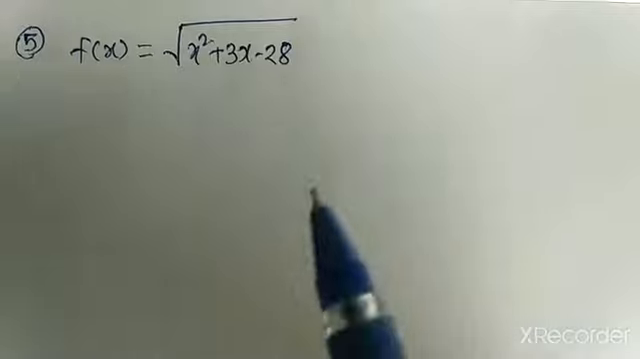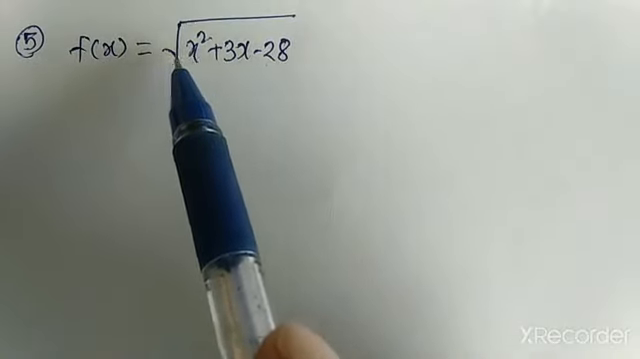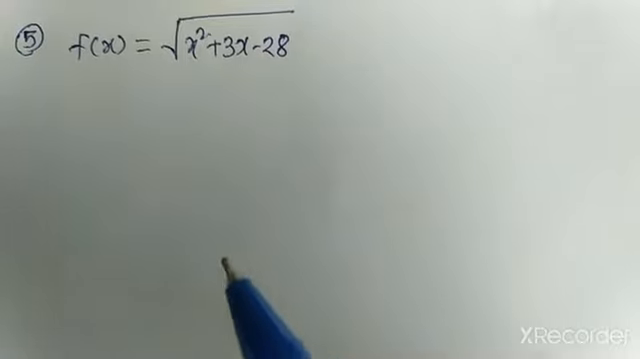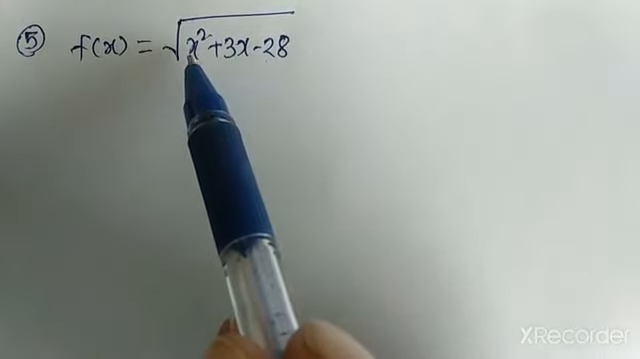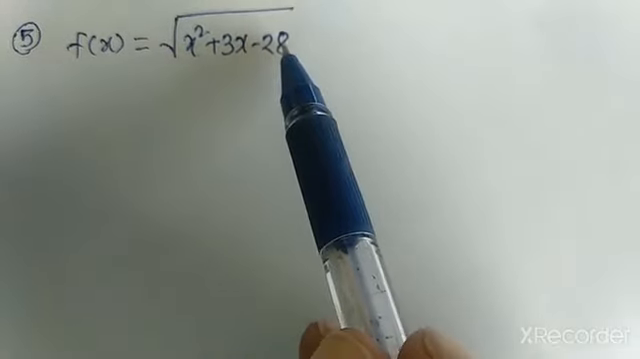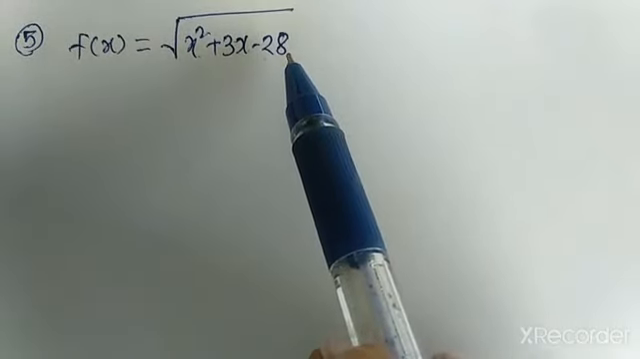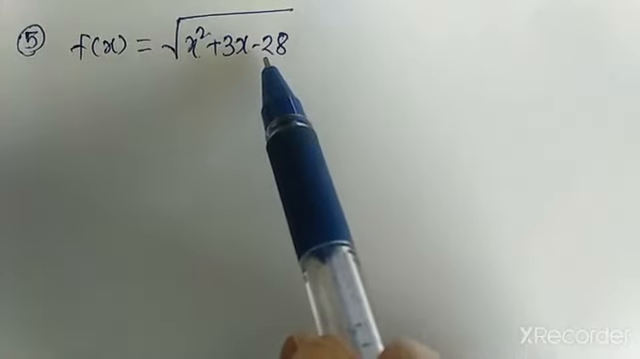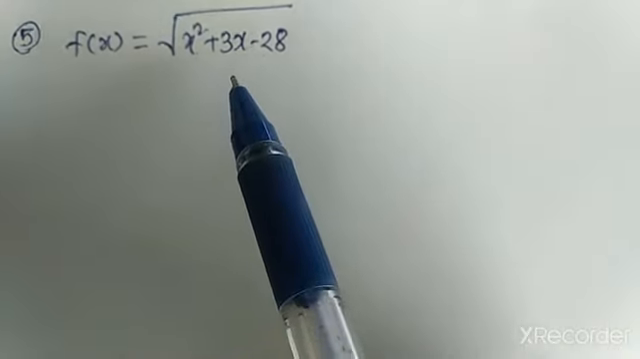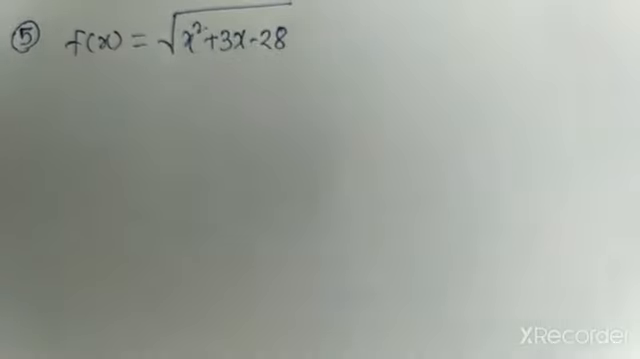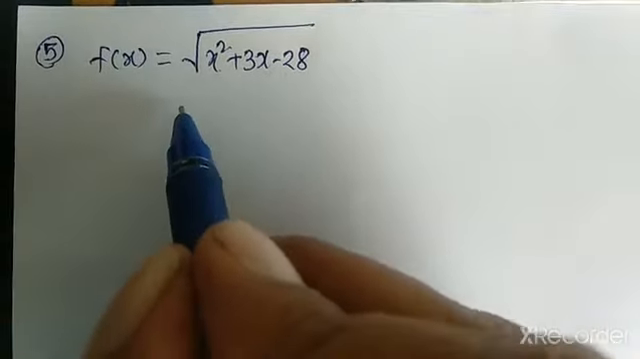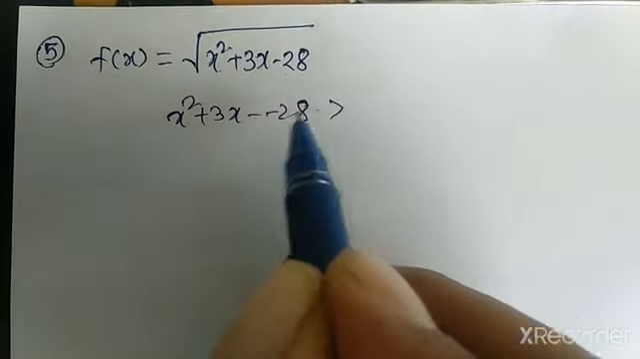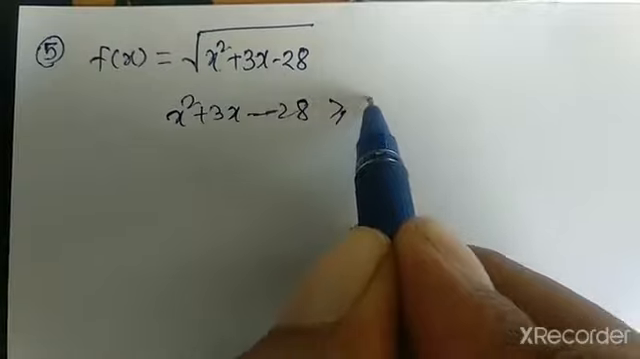Now consider the next example, f of x is equal to square root of x square plus 3x minus 28. Here we require x square plus 3x minus 28 to be greater than or equal to 0, so that it will be real. If it is less than 0, it will be a complex number.